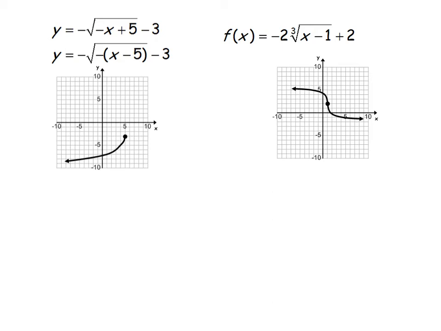Okay, so let's take a look at a couple of examples that I've already graphed, and we're going to write the domain and the range for the function. Okay, so if we take a look at this first one, we have the negative square root of negative x plus 5 minus 3. So as we've talked about in previous lessons, we're going to first factor out the negative. When we factor out the negative, we end up with x minus 5 in the parentheses and minus 3. So we know our starting point is 5, negative 3. So I put that point at 5, negative 3. And then it opens down and left. So this is down and left.